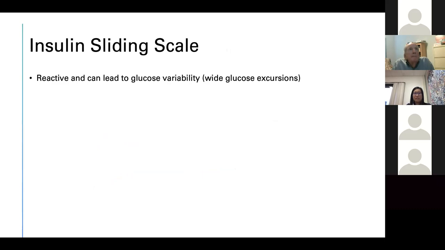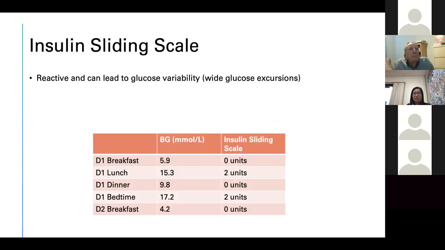In terms of insulin sliding scale, we don't like to use them in the community as they tend to be more reactive and can lead to large glucose variability. This is just an example to show you: if the patient has a normal blood sugar at breakfast time, they don't get any units as per sliding scale, but really they're not getting any coverage for their breakfast. As a result, at lunchtime, they end up running high, they get 2 units per sliding scale, and they come back down for dinner time blood sugar. But unfortunately, because of the sliding scale, they're within range, so they don't get any units at all. And subsequently at bedtime, they end up running high.